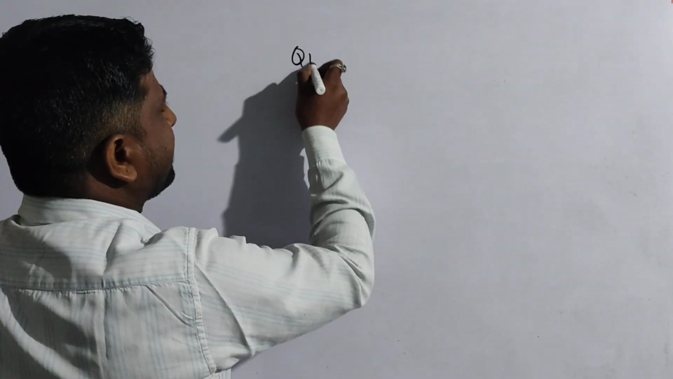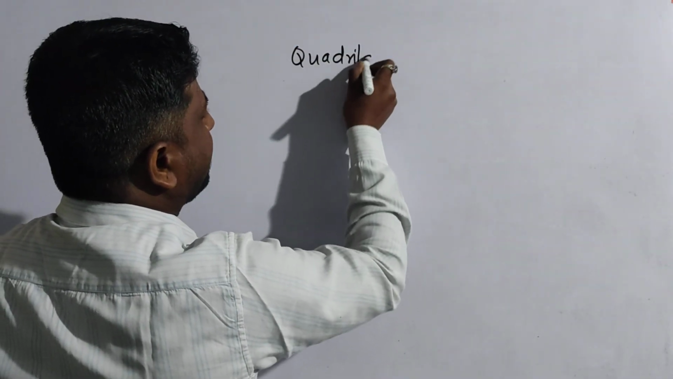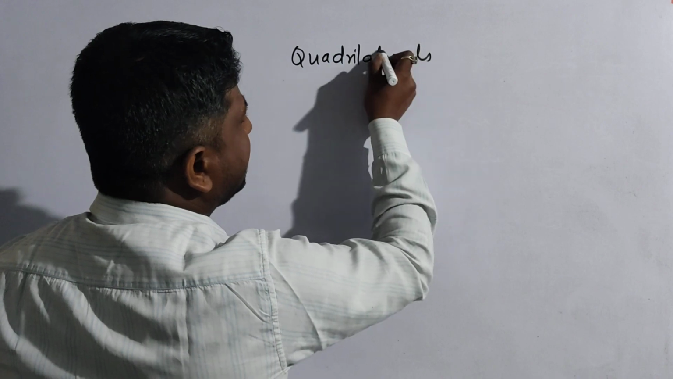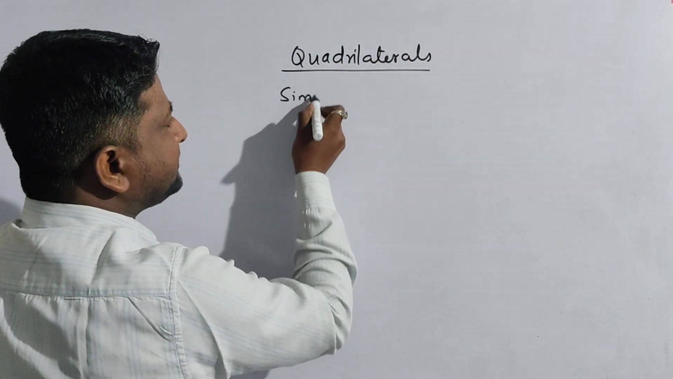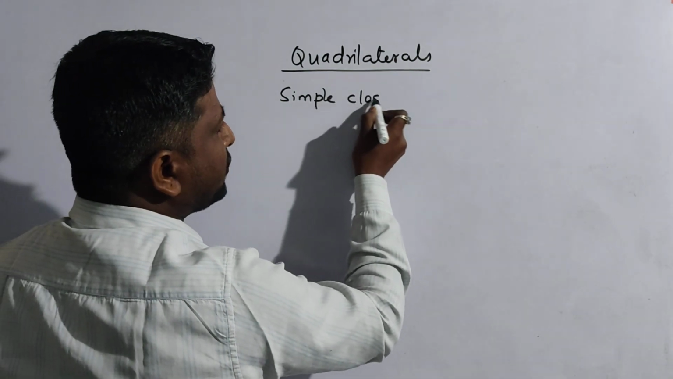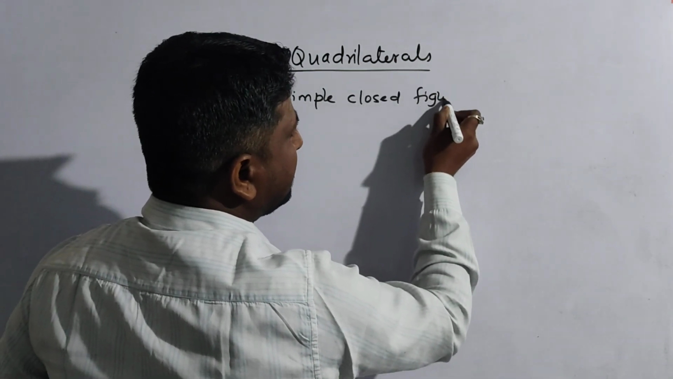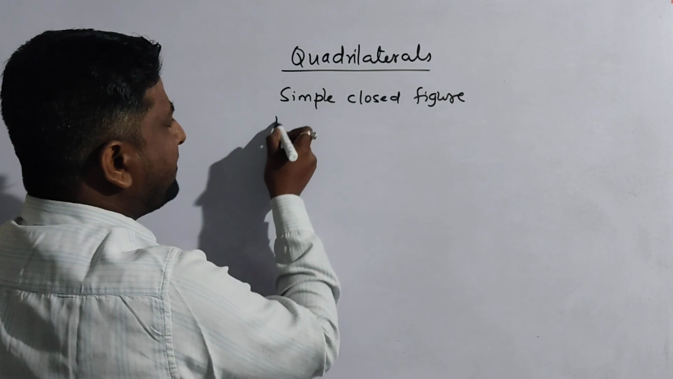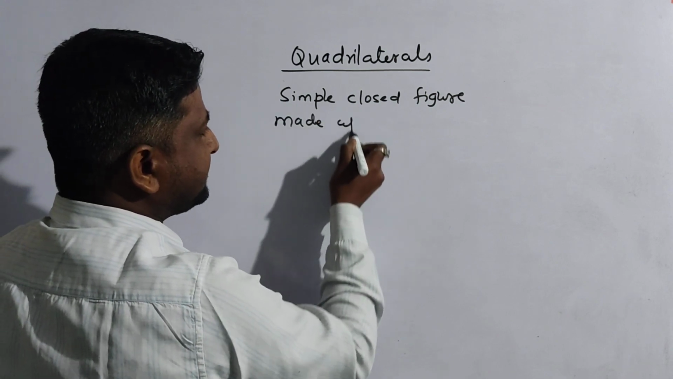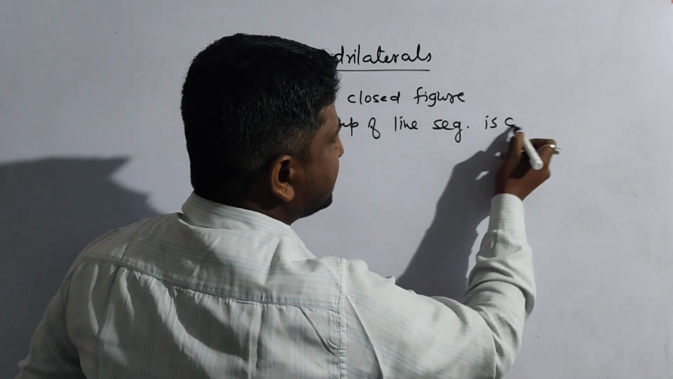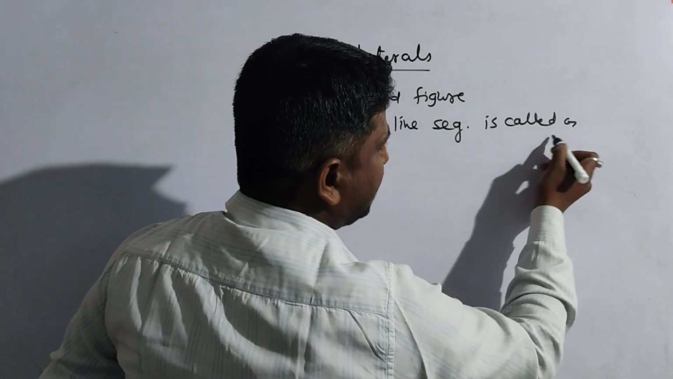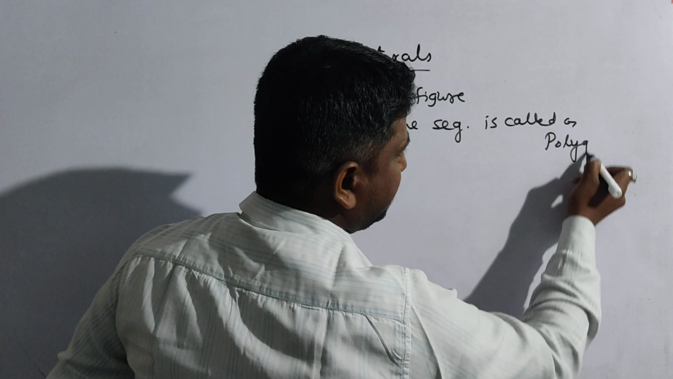Quadrilaterals. Well, let's first recall what a polygon is. A simple closed figure made up of line segments is called a polygon, right?